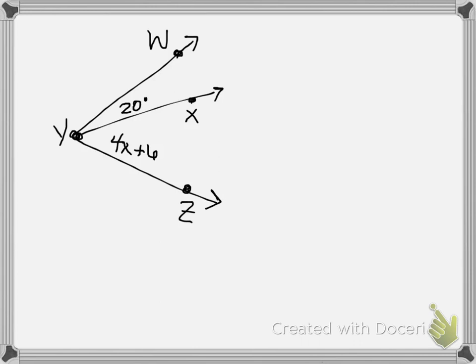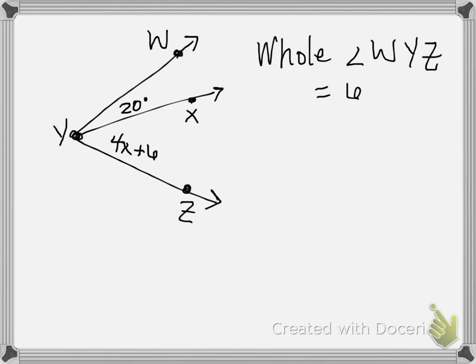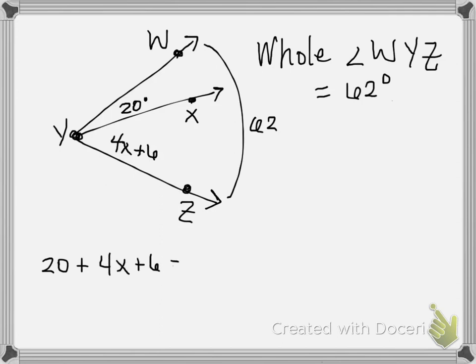And let's say maybe that the whole angle, W, Y, Z, is equal to 62 degrees. Since they tell us what the whole is, we know that whole is 62. We can say our part one, 20 degrees, plus my part two, which is 4x plus 6, is equal to 62.